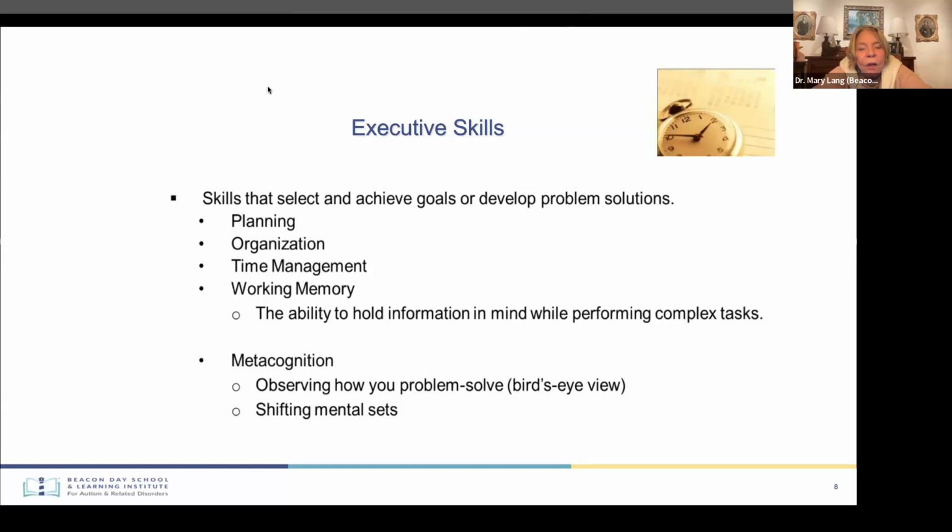Then there's a term called metacognition. It sounds like a big word, but all it really is, is observing how you are going to problem solve. What is the bird's eye view? Where am I on the court? How is this going to affect my next move? It also involves shifting mental set. When somebody on a basketball court moves in one direction, you have to shift your thinking to, I'm going to throw the ball now because he's gone. Or if you're studying plays, how is that going to affect my interaction with other members of my team?